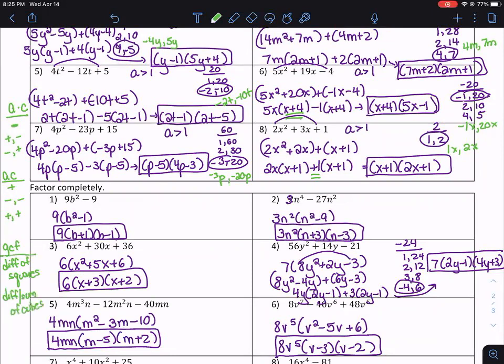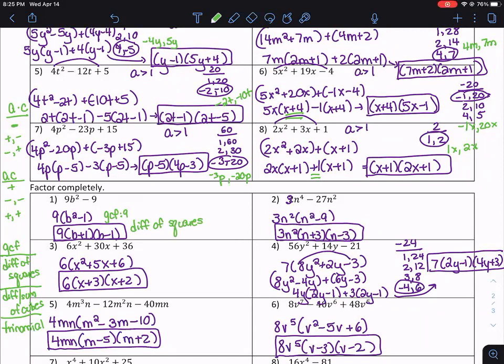Let me separate these. And then finally, a trinomial. So I'll write down what happened in each example for you. In number 1, we had a GCF of 9, and then we had a difference of squares. So 9 gives me b squared minus 1, 9 times b plus 1 times b minus 1.